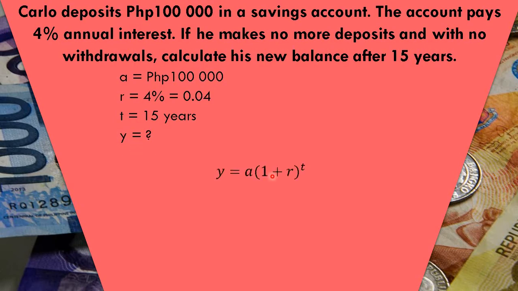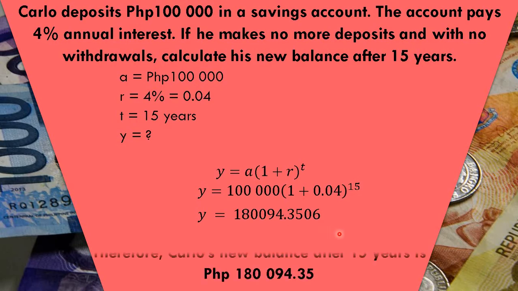We have the formula for exponential growth, y equals a times (1 plus r) raised to t. Then input the following information into the formula. So we have y equals 100,000 times (1 plus 0.04) raised to 15. After simplifying, we will have an answer of 180,094.3506. Therefore, Carlo's new balance after 15 years is 180,094.35. Round the answer to the nearest hundredths.